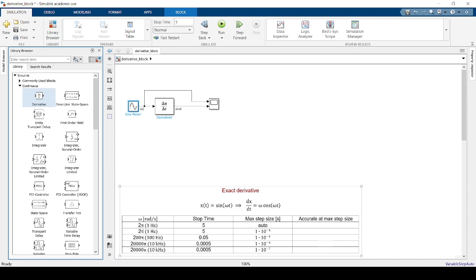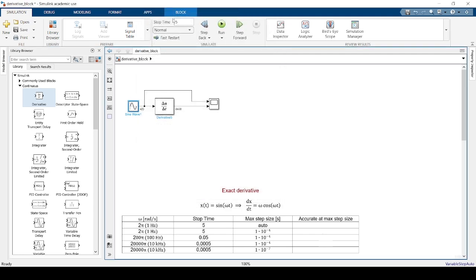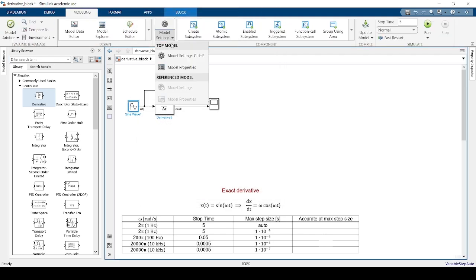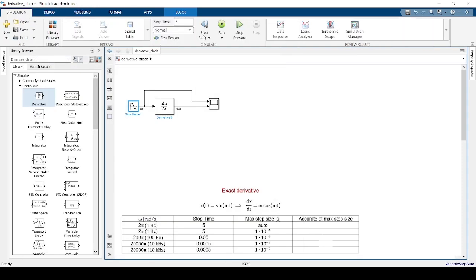Let's see this in action with a sine wave. As we gradually increase the frequency of the sine wave, you notice that if we don't adjust the maximum step size, then the derivative calculation starts to produce some pretty nonsensical results at high frequencies.